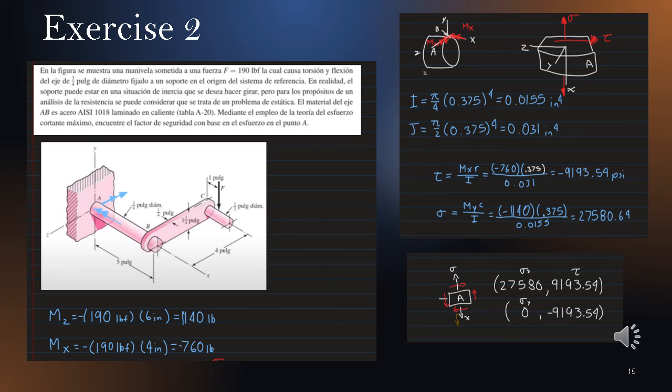For exercise 2, the problem gives us a force of 190 pounds on the y-axis and a radius of 3/4 of an inch. We need to find the maximum stresses. First, we find the moments on the z and x-axis made by the negative force on the y-axis. Then we calculate the moments of inertia and the polar inertia. To obtain the shear stresses, we multiply the moment of x times the radius divided by the polar inertia. And to obtain the normal stress, we multiply the moment of the y-axis times the distance between the neutral axis and the point we are analyzing, divided by the moment of inertia.